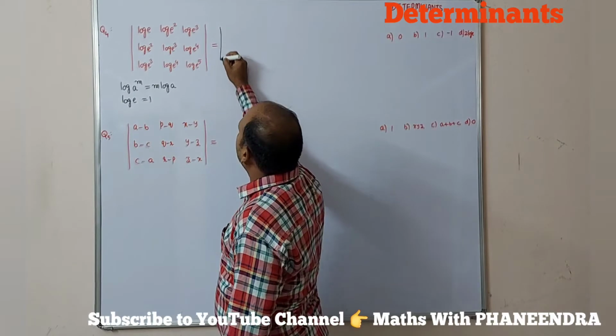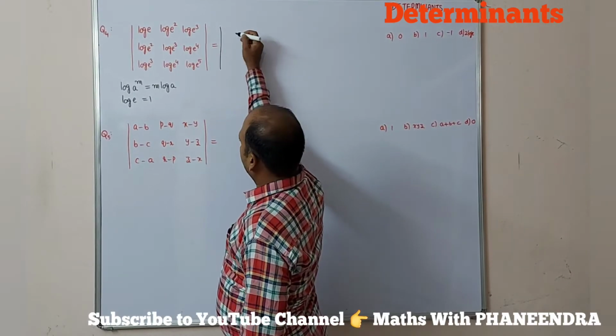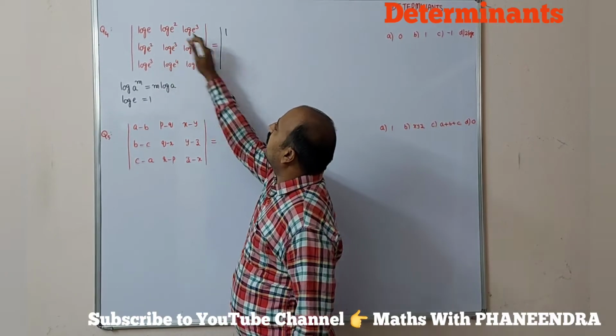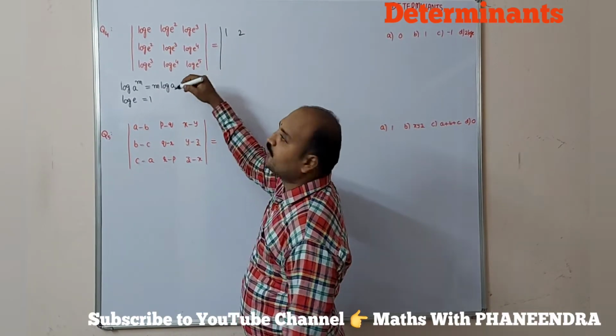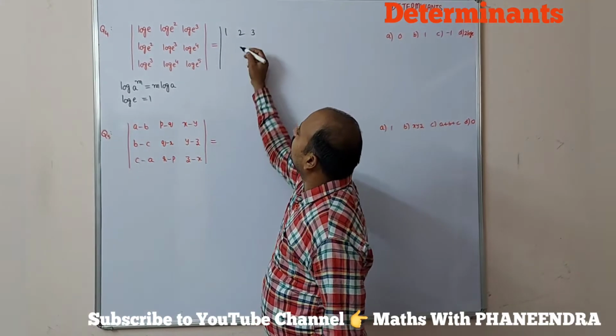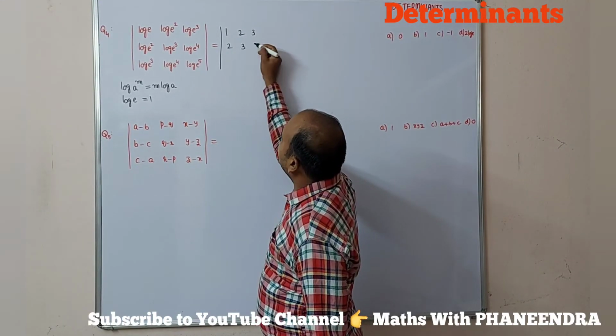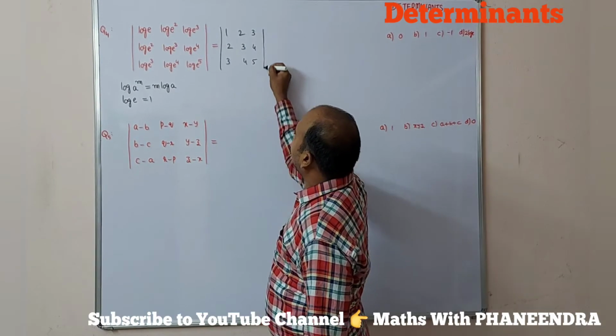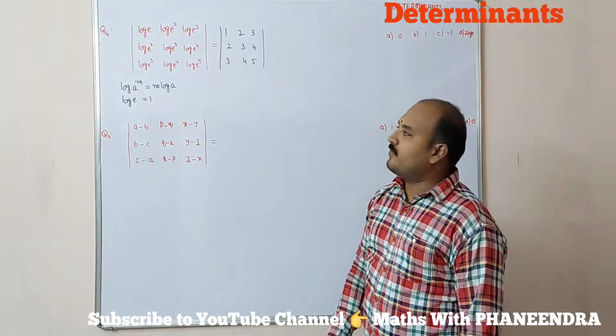So this determinant will become: log e value is 1, so it will be 1. Log e square means 2 log e, so 2. Log e cube, 3 into log e, 3 into log e value is 1. So, next 2, 3, 4. Next 3, 4, 5. I hope you understand, dear students.